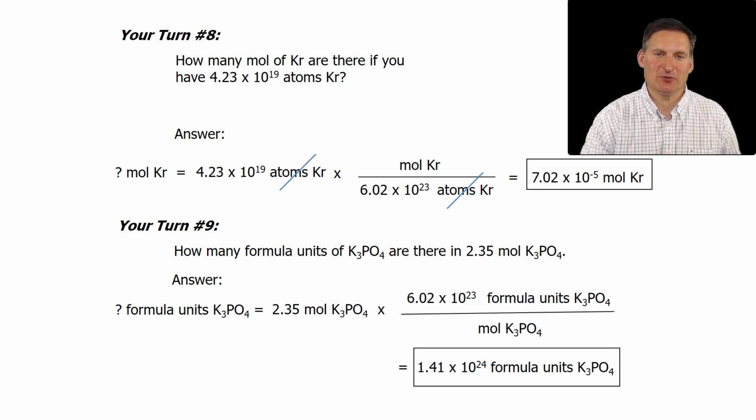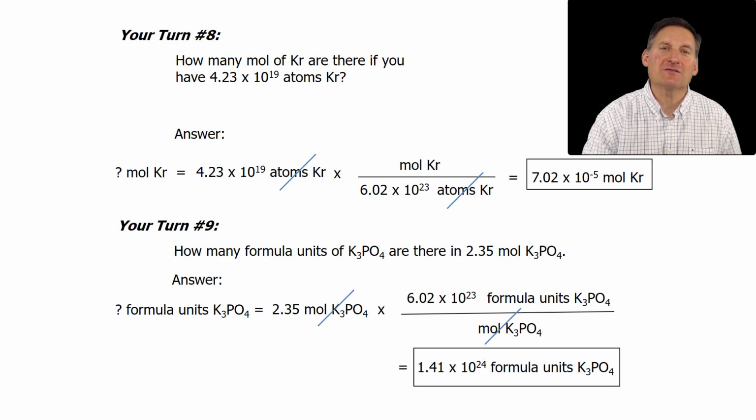Notice two things in this one. First, in the conversion factor, we needed to have moles on the bottom so it would cancel. Also, the fundamental unit of potassium phosphate is a formula unit since it's ionic. Again, remember to ask in class if you have any questions.